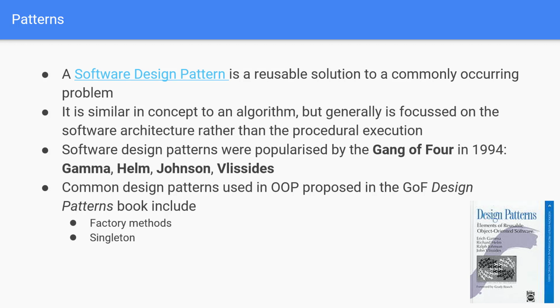A software design pattern is a reusable solution to a commonly occurring problem. It is similar in concept to an algorithm, but generally is focused on the software architecture rather than the procedural execution. Software design patterns were popularized by the Gang of Four in 1994. Common design patterns used in object-oriented programming, proposed in the Gang of Four's design patterns book, included 23 different design patterns, including factory methods, singletons, decorators, iterators, and observers.